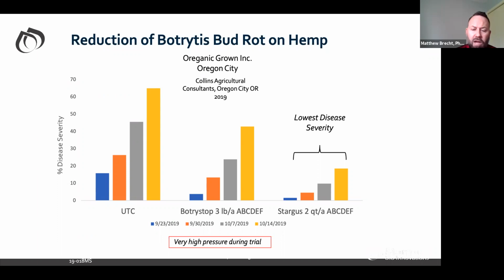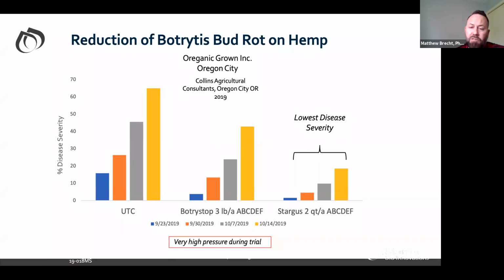You can see that the pressure of botrytis bud rot at this location was very high. So you see the untreated control. On October 14th, 2019, 65% of the buds were infected with botrytis bud rot. That's a high level of disease for a trial. So when you put on a bunch of applications of Stargus and get maybe 15% disease at the end, that's really, really good.